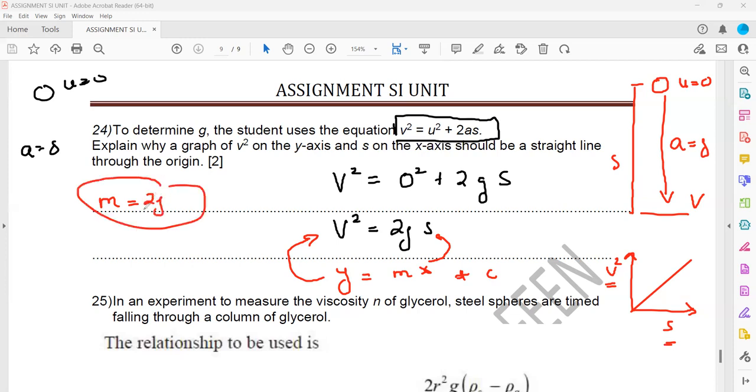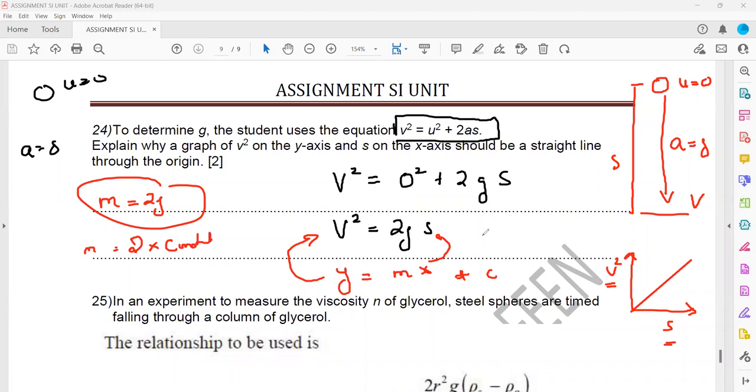And what does it mean, gradient equal to 2g? Because 2 is a constant number multiplied by acceleration due to gravity, which is also constant. So when 2 is multiplied with any constant, the final answer will also be constant, a fixed answer. It will be independent of the speed and of the height from which we drop this object. That's why it will be a straight line.